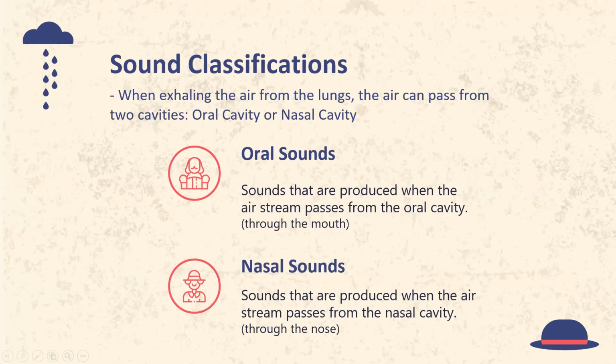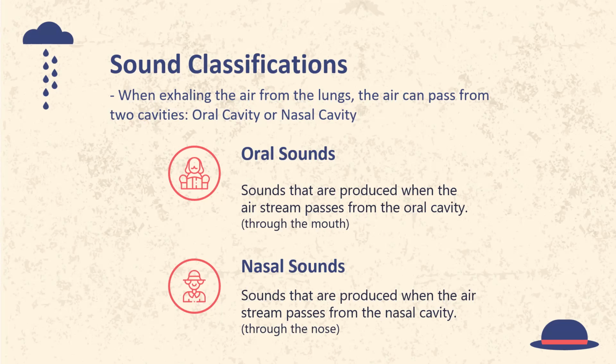Sound classifications. When exhaling the air from the lungs, the air can pass through two cavities. We have the oral cavity and we have the nasal cavity. So when we breathe, when we get this air out from our lungs, it can pass through two places. We call them cavities. The first cavity is the oral cavity, عن طريق الفم, and the second cavity is the nasal, عن طريق الأنف. سمحنا الأصوات الخيشومية.